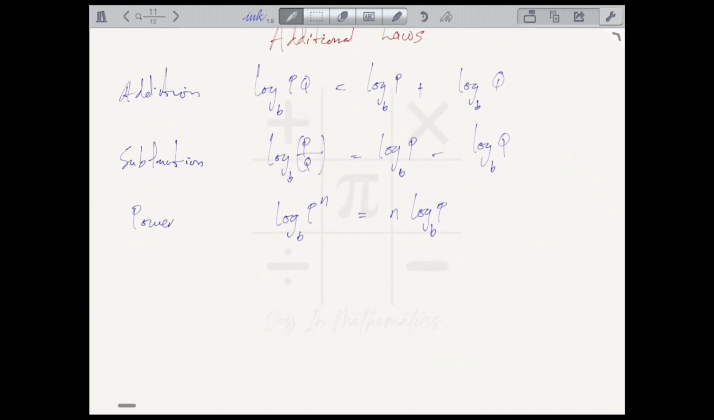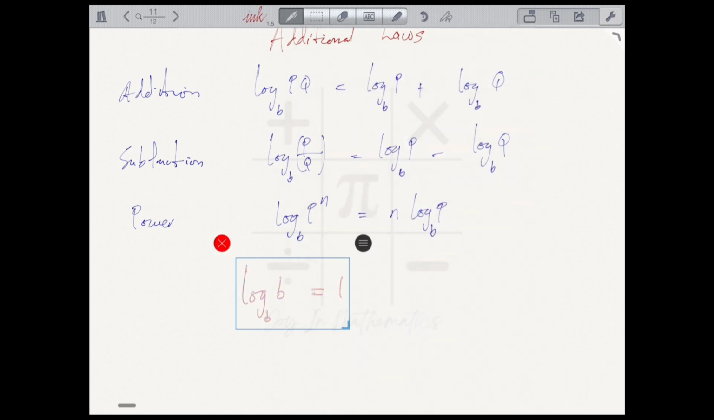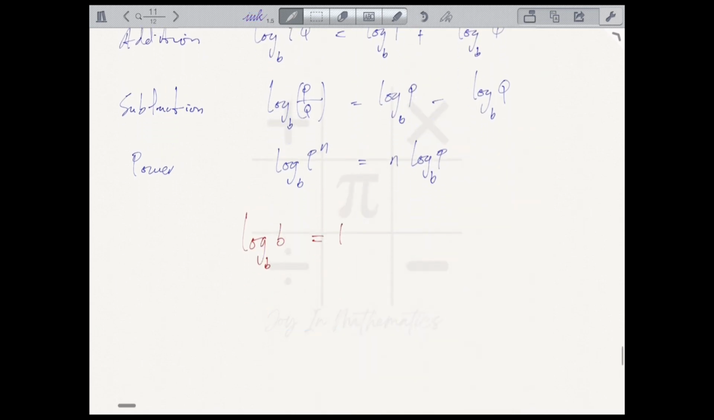Now, the additional laws we will be taking a look at in this video: the first one is when we have the same base and the same number, and this will be equal to 1. So I can rewrite this and change color. This is a red. So how do we arrive at this?